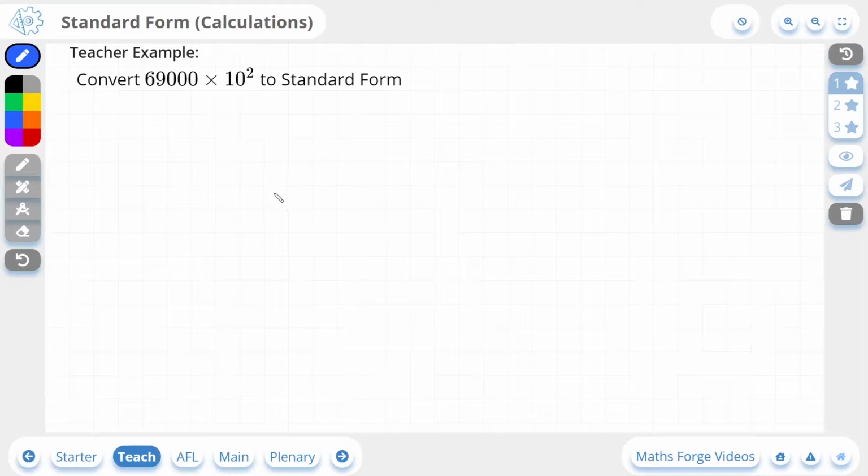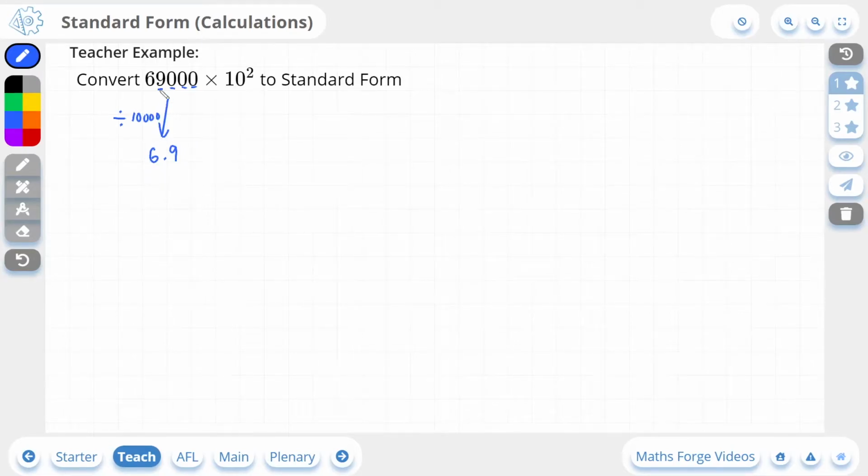We'll do another one-star example very quickly. Let's convert 69,000 times 10 squared to standard form. So the reason it's not in standard form right now is because of the 69,000. We have to get it to be a number that's between 1 and less than 10. So what I'm going to do here is I'm going to divide it by 10,000. And this is going to give us 6.9. There's no need to write the 3 zeros here since it doesn't really affect the value.